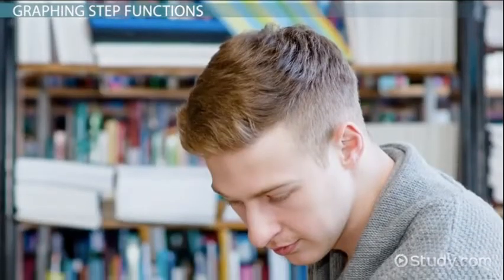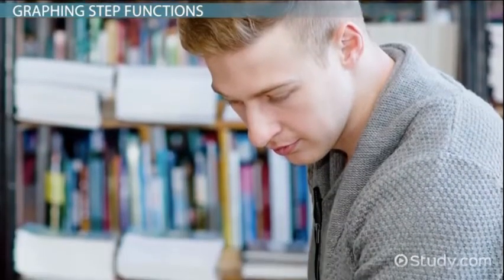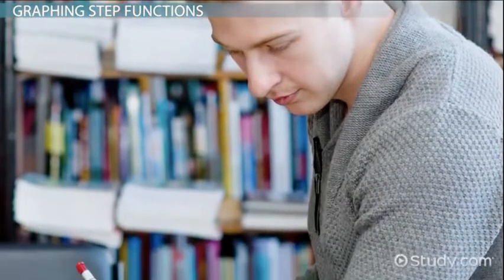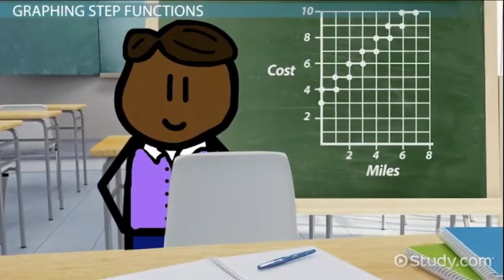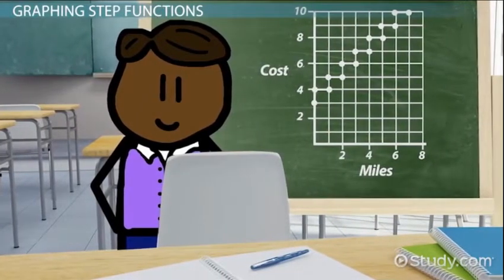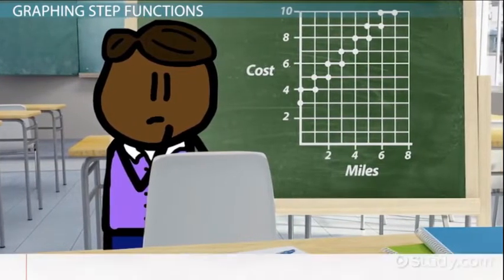There is a very valid reason for the name of a step function. To observe this reason, let's graph our taxi function. Wait, how do we do that? Let's figure it out. Graphing a step function is the same as graphing any piecewise function. We simply graph each part of it separately. When dealing with a step function, this results in these steps to graph the function.